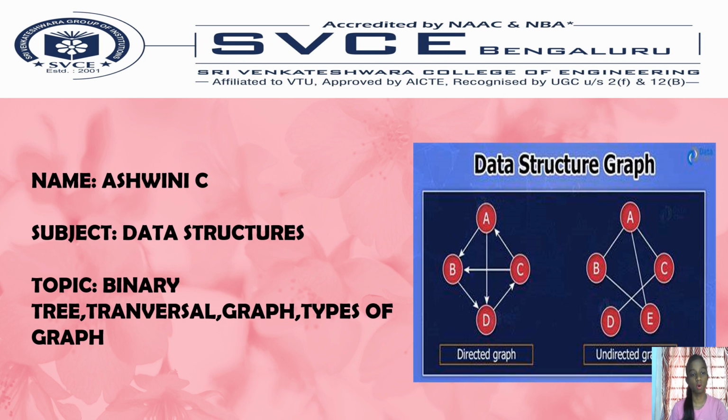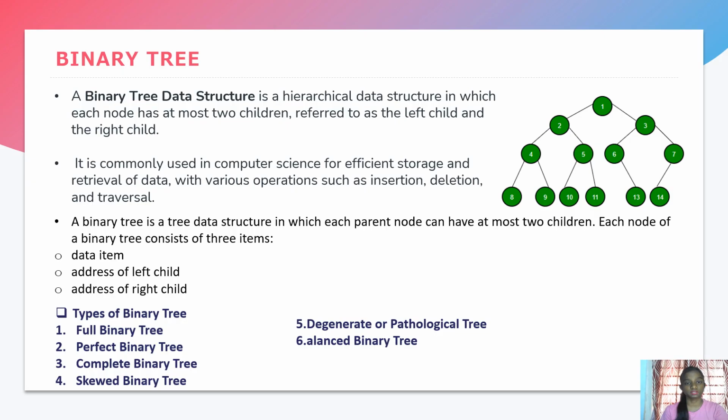Today we'll see what is a binary tree, traversals, graphs and types of graphs. First of all, we'll see what is a binary tree. A binary tree is a hierarchical data structure in which each node has at most two children, referred to as the left child and the right child.